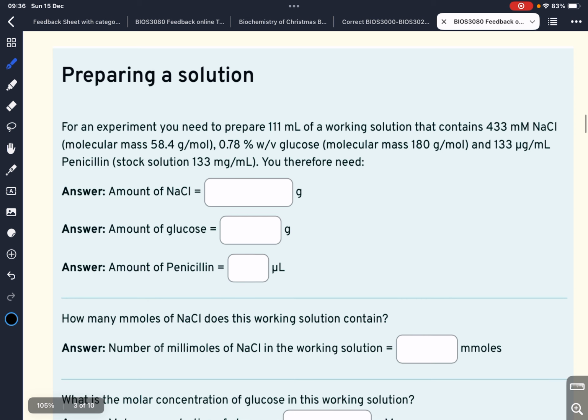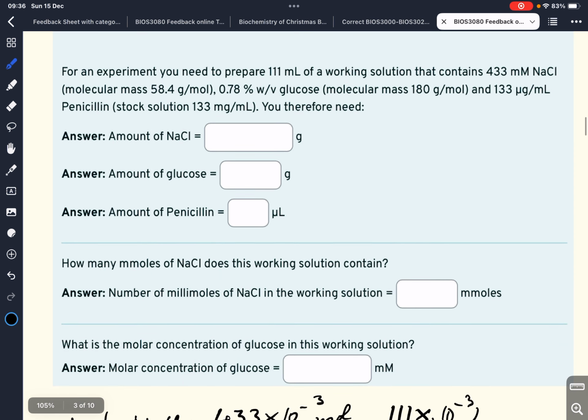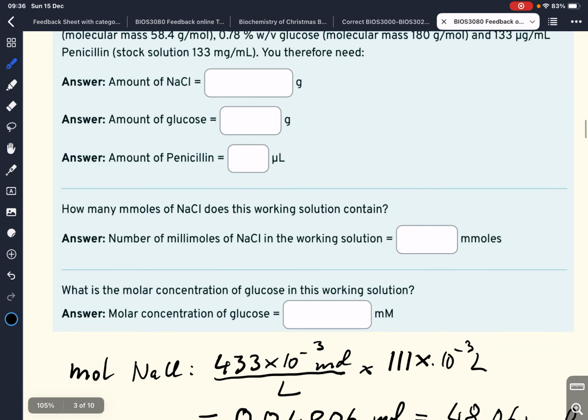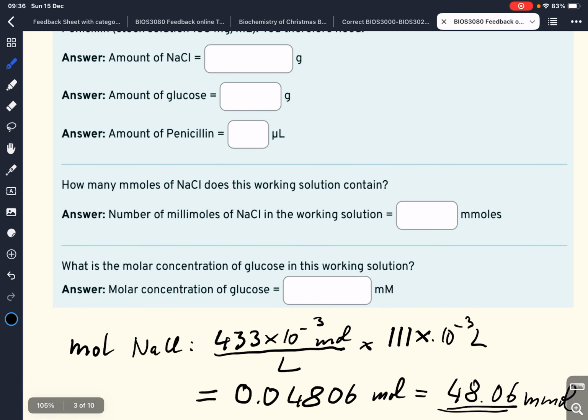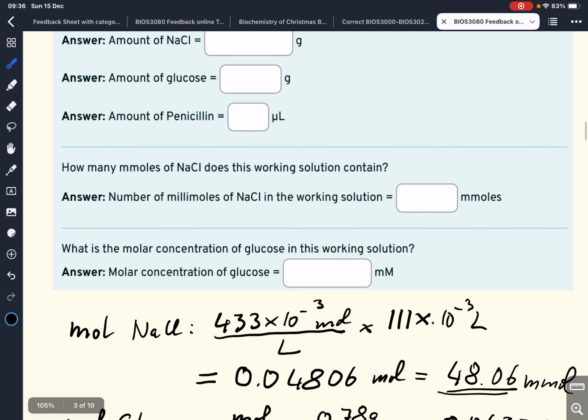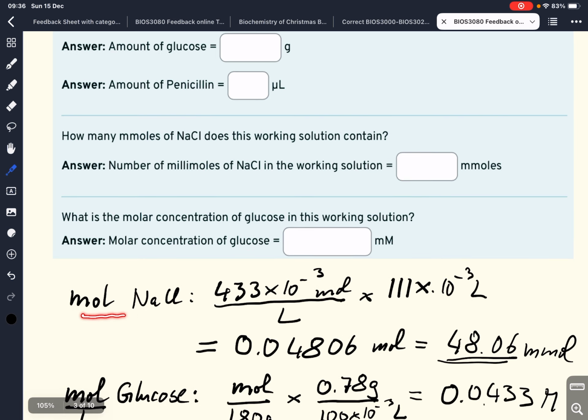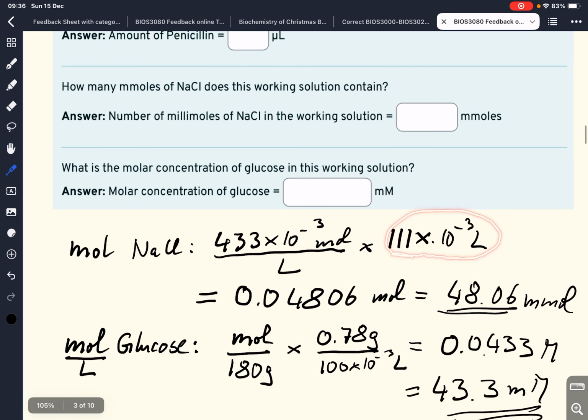Okay, now for the second part, where we need to calculate how many moles of sodium chloride this working solution contains. That is fairly straightforward, because we can look for the mole of sodium chloride. So we are looking for the mole. We want a 433 times 10 to the minus 3 mole, so 433 millimolar solution, and we have a volume of 111 milliliter, which we can write like that.